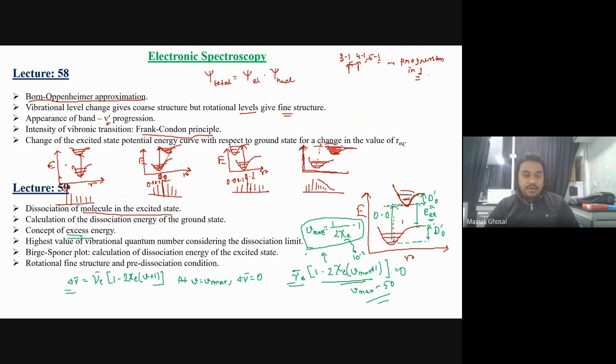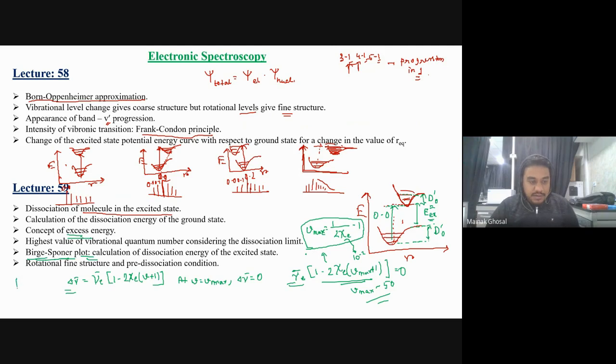Then there was a discussion on rotational fine structure. The excited state dissociation energy can also be calculated using a plot of G versus v, showing how G is changing. It was shown that it does not change linearly; at high values of v it deviates. This is known as the Birge-Sponer plot. From it, you can calculate the dissociation energy of the excited state from the area under the curve. Then rotational fine structure was discussed, and the pre-dissociation condition was arrived at.